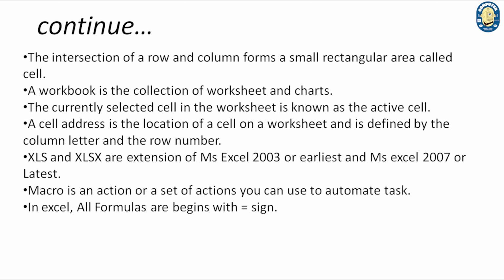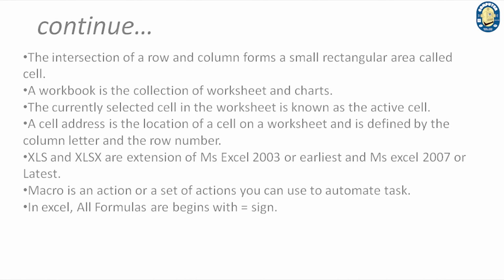A workbook is the collection of worksheets and charts. The currently selected cell in the worksheet is known as the active cell. A cell address is the location of a cell on a worksheet and is defined by the column letter and the row number. XLS and XLSX are extensions of MS Excel 2003 or earlier and MS Excel 2007 or later. Macro is an action or a set of actions you can use to automate tasks. In Excel, all formulas begin with an equals sign.